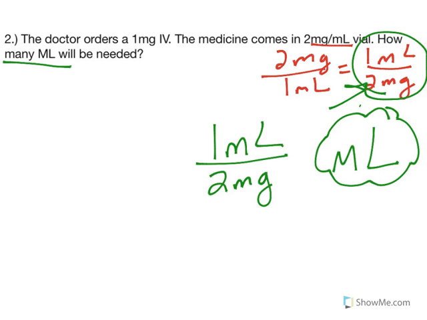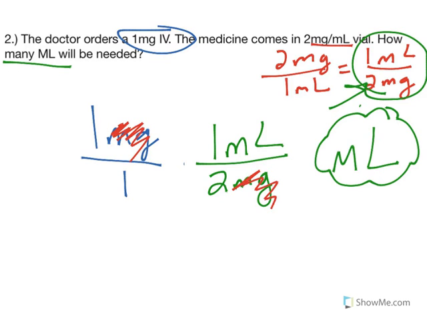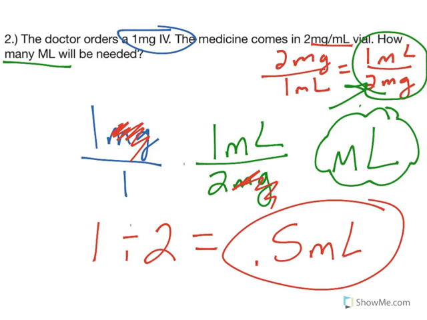That will lead me to the second identity ratio, because I want milliliters on top. You can also think about this in terms of, we start with what the doctor wants. The doctor wants 1 milligram in the IV. Now that I have it set up, my milligrams will go away, and I'm left with milliliters. If you look at our first fraction, we start with 1. 2 is on the bottom, so I divide by 2, and so we need 0.5 milliliters.